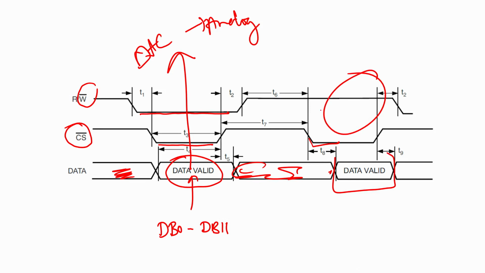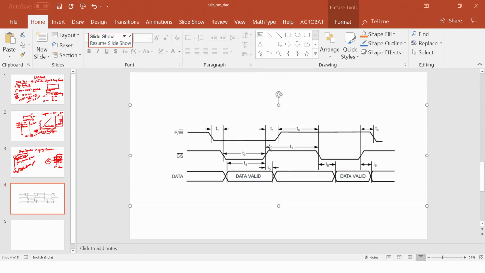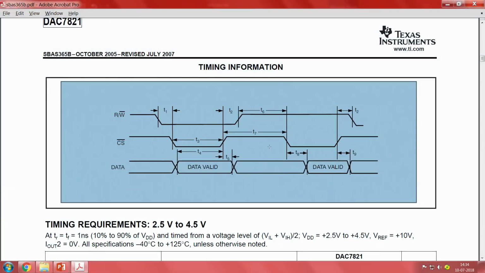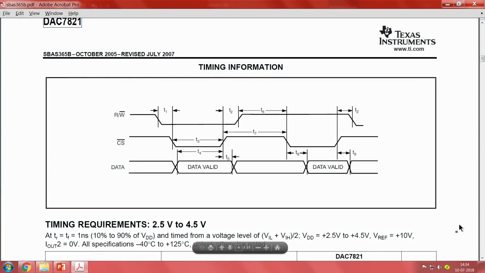So these things you should see: when it is read, when it is write, this is high. This is a read, this is a write, this is chip select enabled, this is chip select high. These things you should see. Next, that is the timing requirement.